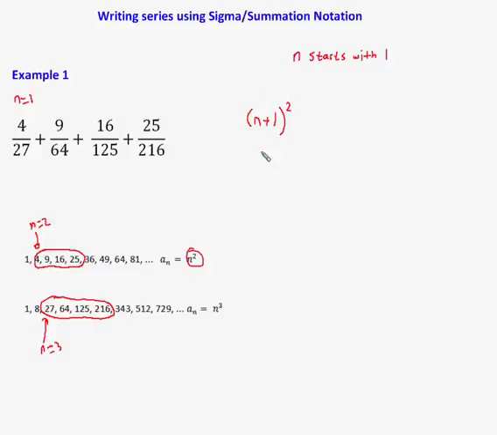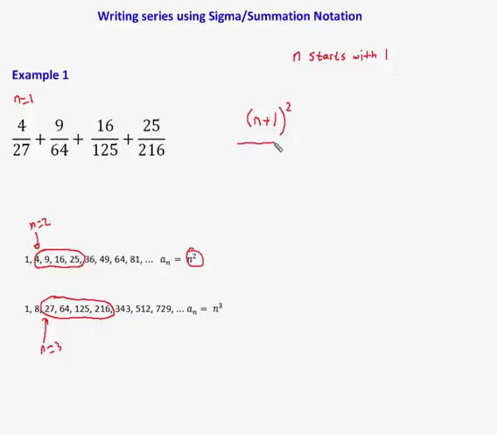Moreover, when someone replaces n with 2, hopefully they get the second term in my sequence, or at least the numerator in my second term, of 9. And they will. When someone replaces n with 2, they will get 2 plus 1 quantity squared, which is 3 squared, which is 9. This isn't the only way you could do the problem. In fact, there's infinitely many ways you can do the problem. This is just one, the one where I insist that n starts at 1.